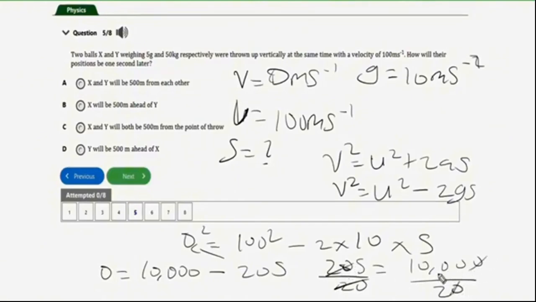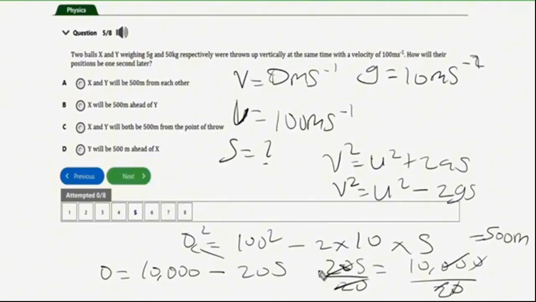So we have 1000 divided by 2, which will give us 500 meters. So this shows us that the correct option in this question will be option C. X and Y will both be 500 meters from the point of truth. That will be the correct answer to this question.